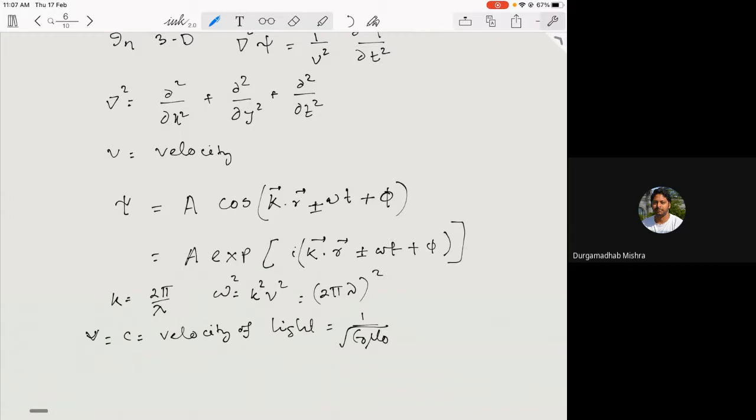Originally this wave theory was developed by Huygens. In English it is Huygens, but actually he was a Dutch physicist, and the pronunciation is very difficult. Whatever is easier for you, use that. But the principle remains the same.